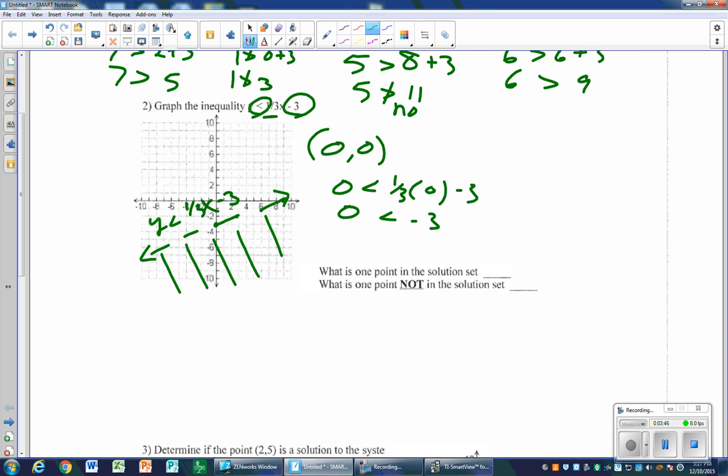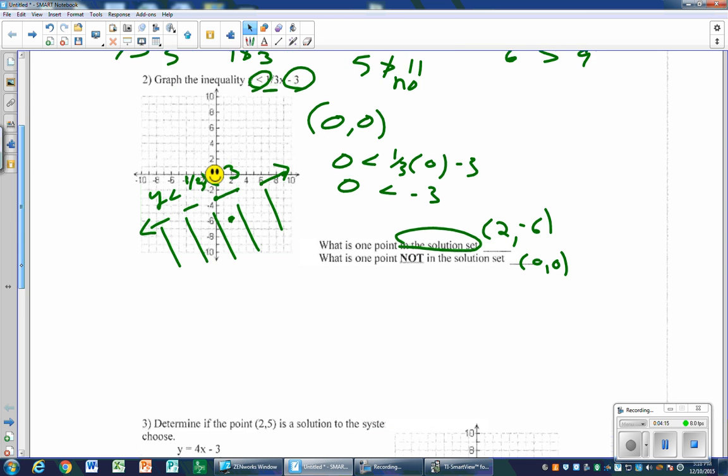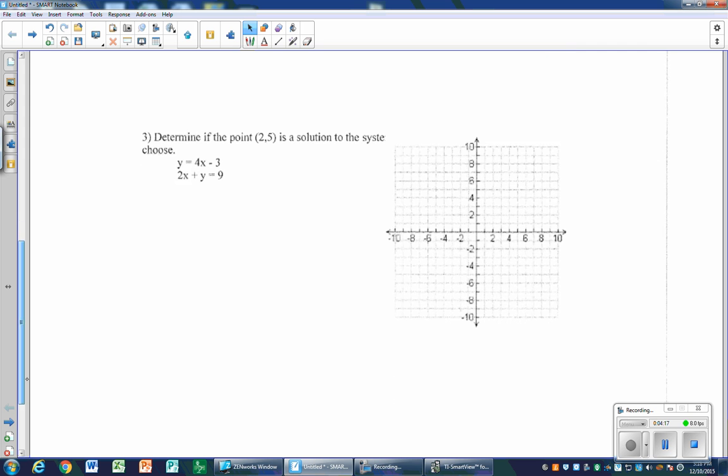Now it asks, what is one point in the solution set? So anywhere in the shaded region. I'm going to go with 2 for the x value. So that means I went over 2, and the y value, -6. Give me 1 point not in the solution set. Well, obviously 0, 0 didn't work. Anywhere that's not shaded. If you didn't understand, just rewind it.